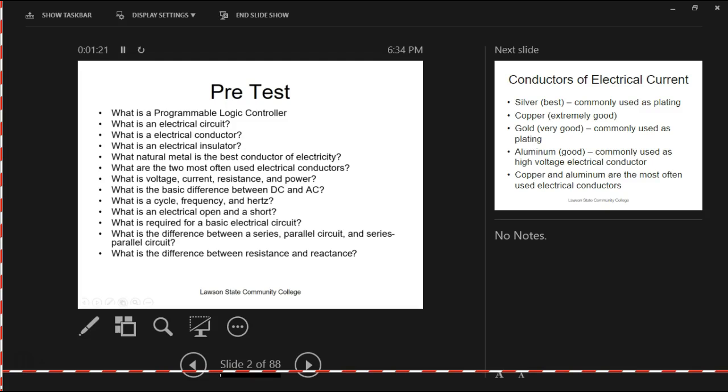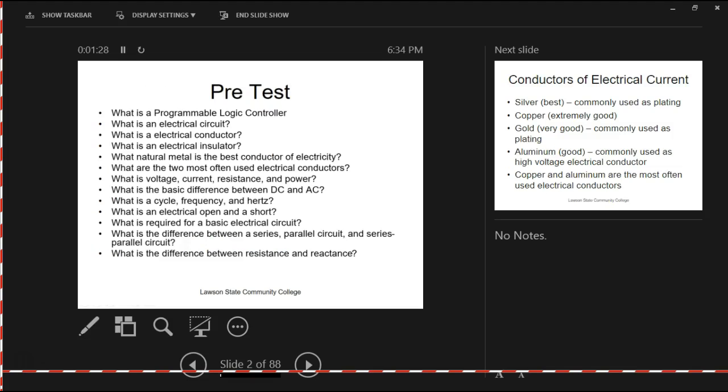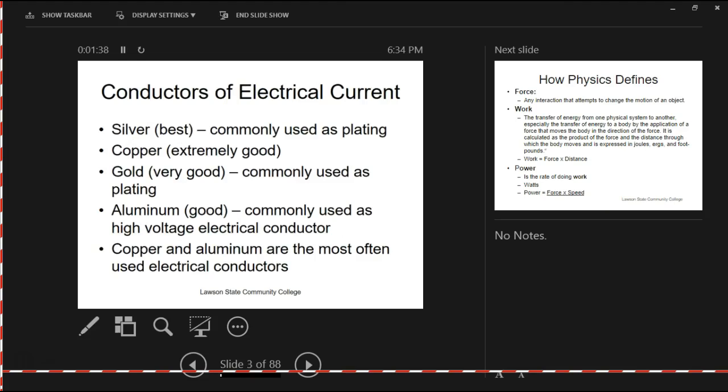Everybody know the answer to all those questions? Yes. Some of y'all do. Of course, most people, when you say what's the best conductor of electricity, most people say gold. Why? Because it's very expensive, right? Yeah, actually, silver is the best conductor of electricity. It's not the cheapest. It is the best conductor, followed closely by copper.